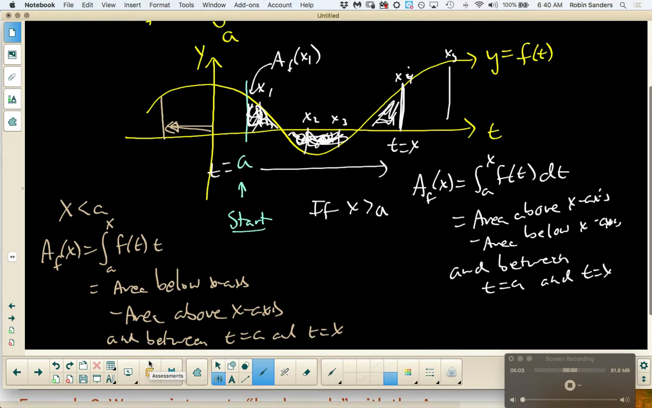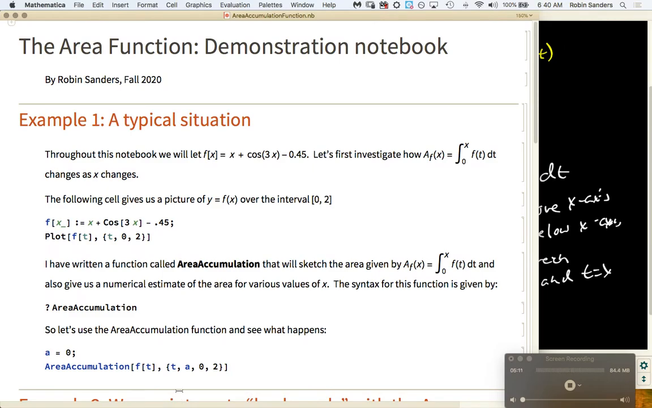To make this clearer, I want to now look at some pictures that are drawn in Mathematica. So let's now go to my Mathematica window. This notebook will be put onto Blackboard so you can play with it as you want to, and so it will be made available to you. So the very first thing is I want to say that in a typical situation, I'm going to let my function be x plus cosine of 3x minus 0.45. And we're going to look at, of course, the area accumulation function given by that particular integral.